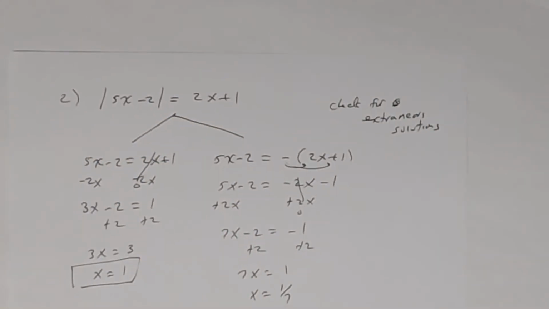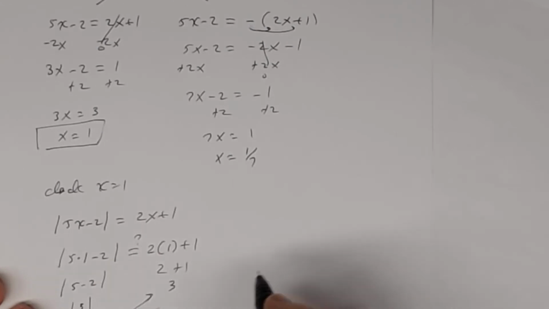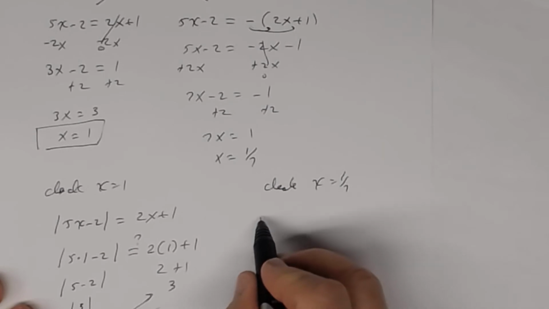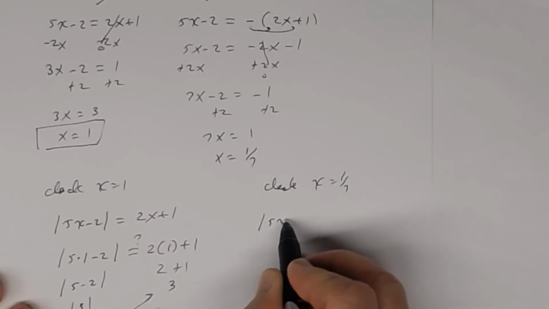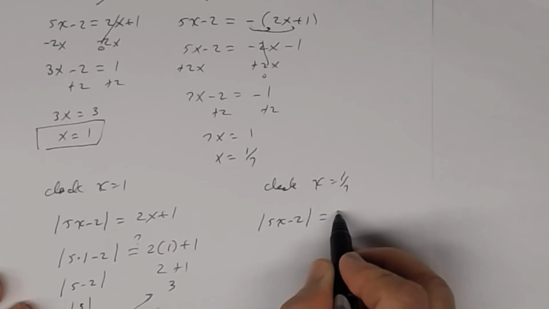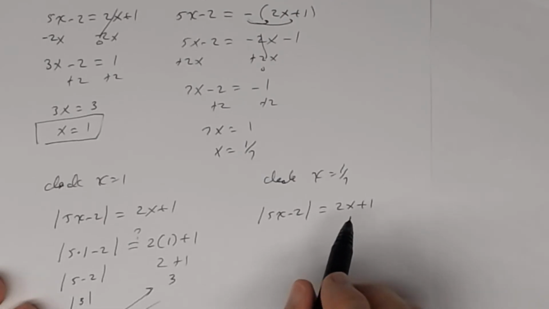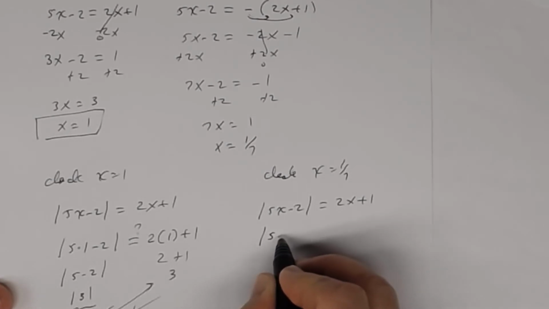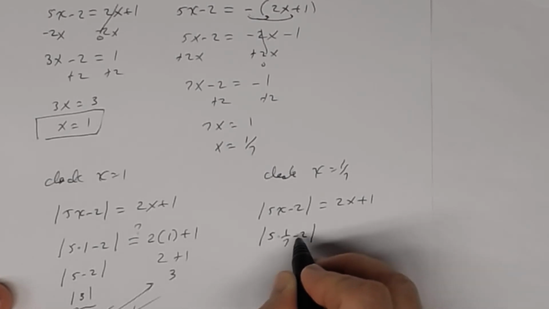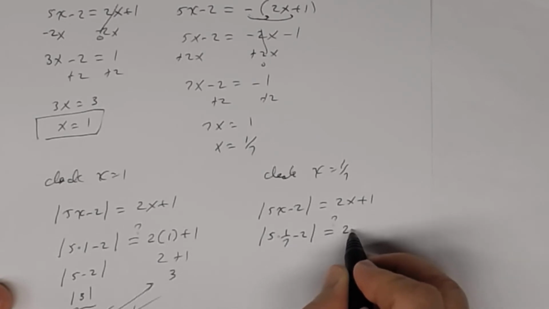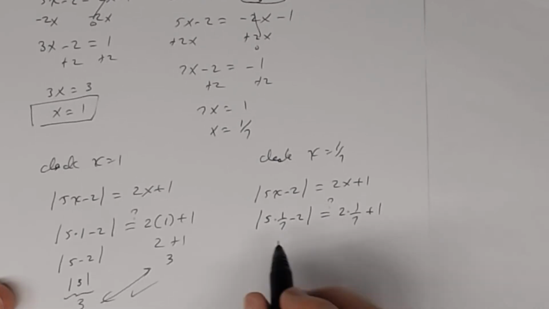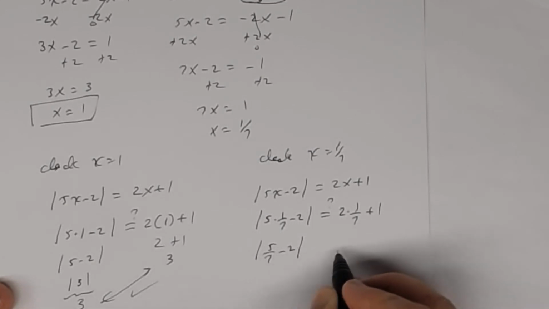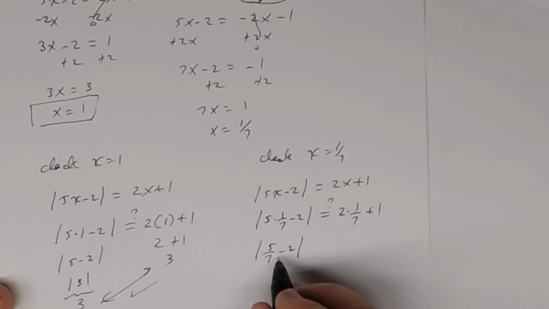absolute value equation. Now I've got to check this one. So let's check x equal 1/7. So let's go back to the original equation, which is this. And wherever I see the variable x, I'm going to substitute 1/7. So I have the absolute value of 5 times 1/7 minus 2, and I want to see if that's going to equal 2 times 1/7 plus 1. Well, 5 times 1/7 is 5 sevenths. So that's the absolute value of 5 sevenths minus 2. And let's go ahead and figure out what 5 sevenths minus 2 is.